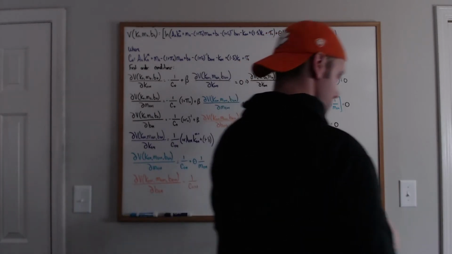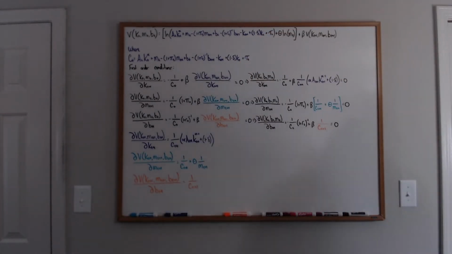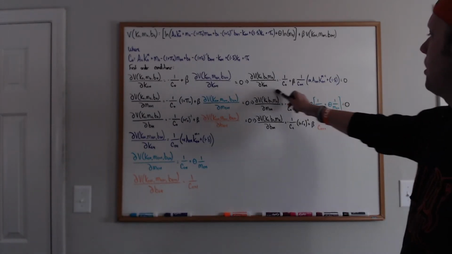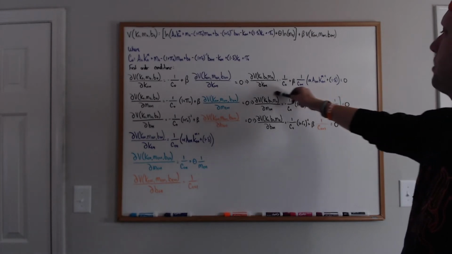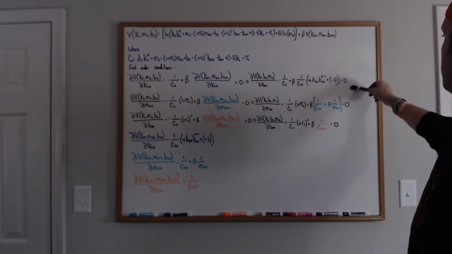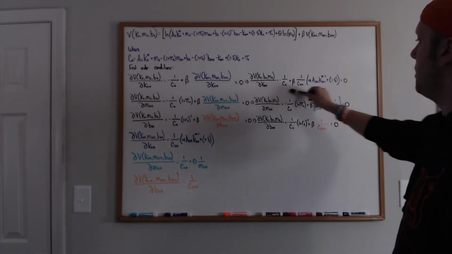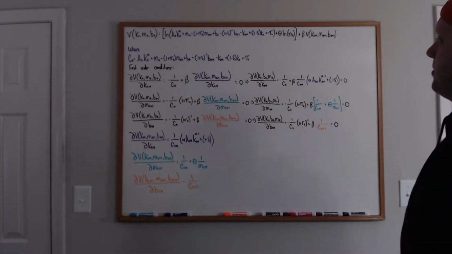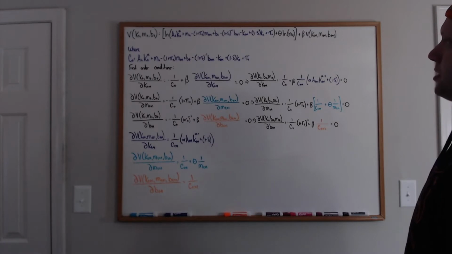Okay, so finally, what we got? Euler equation for capital. Looks just like the Euler equation we saw in the other model. There's actually a reason for that.